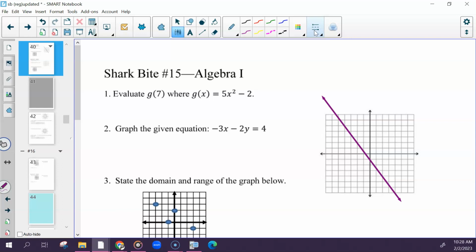So for number one, going back to evaluating, is what's given x or y? X, which means we're finding y. So put that value in for all of your x's. So we would be squaring 7 to get 49. When you multiply 49 and 5, what'd you get?